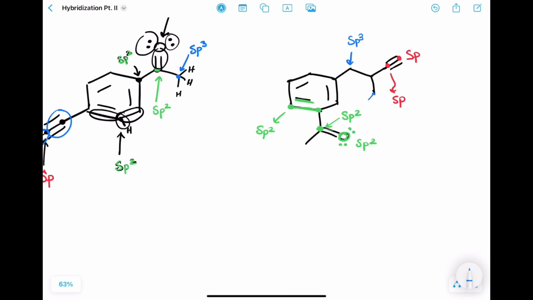Same thing here. If we draw the implied hydrogens, there are 4 bonds around this carbon, and all of them are single, so therefore it's going to be sp3. Same over here, sp3. What about this right here?